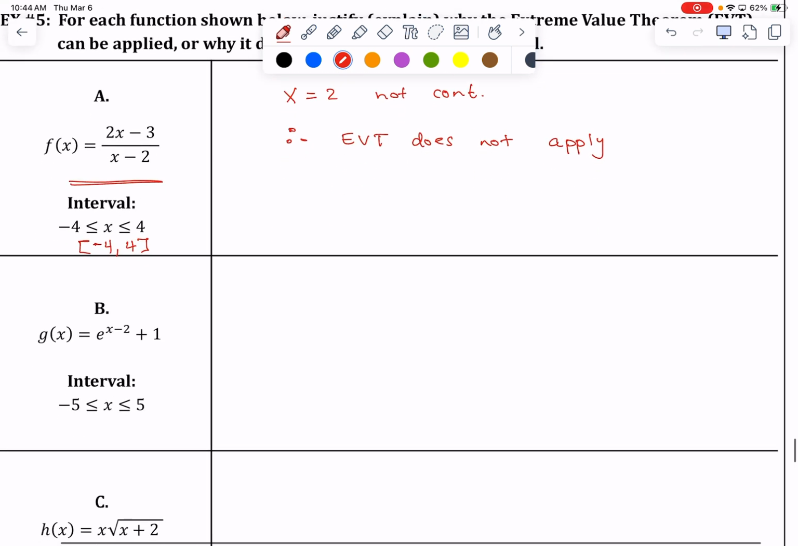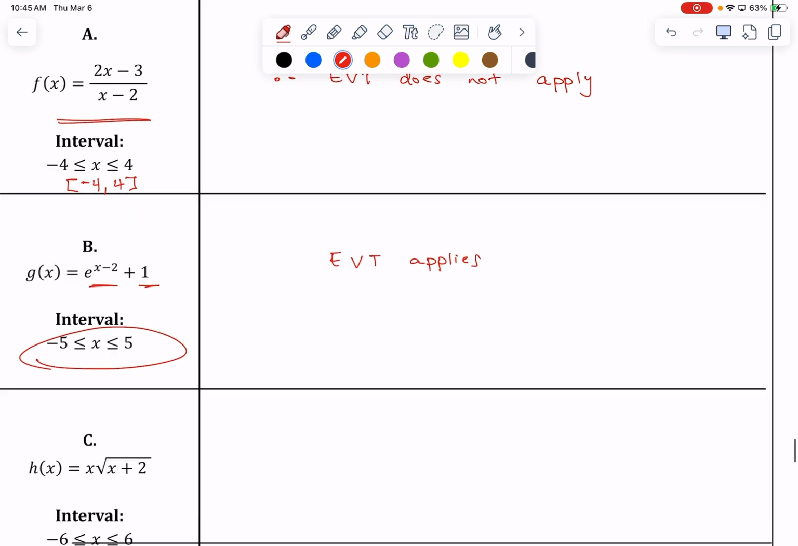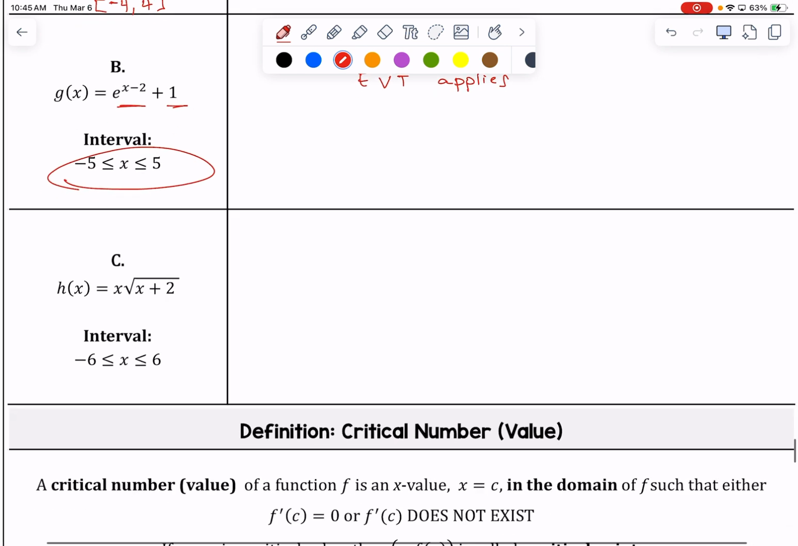Look at the next one. What is e to the x minus 2 plus 1? I can't believe it. I'm hurt. Isn't that continuous? It is continuous. What kind of curve is it? J curve. It's a J curve. Is it continuous everywhere? Yes. EVT applies. Is that all we have to say for these? For right now, yes.